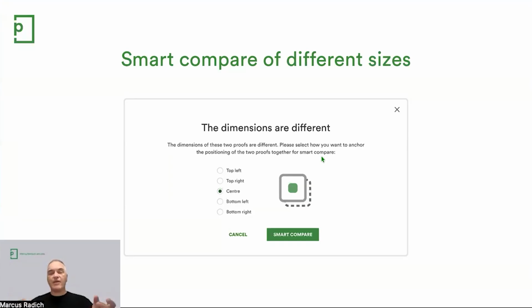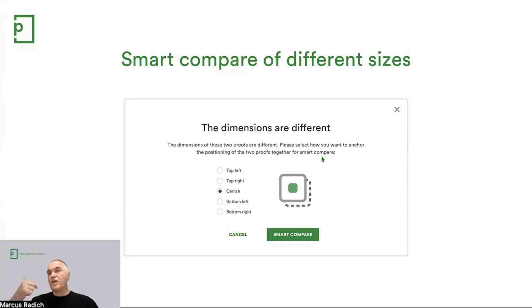So in this scenario, you may be working on a piece of work, you're creating proofs and they don't have any crop marks or bleed or anything on them. And then we get to the final one, and that one you've added crop marks and bleed and things too. So now it's on a larger page size, but you still want to do a compare. So now PageProof has the ability to do Smart Compare on different page sizes.